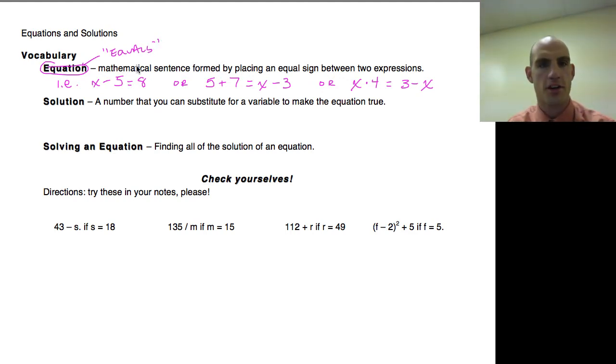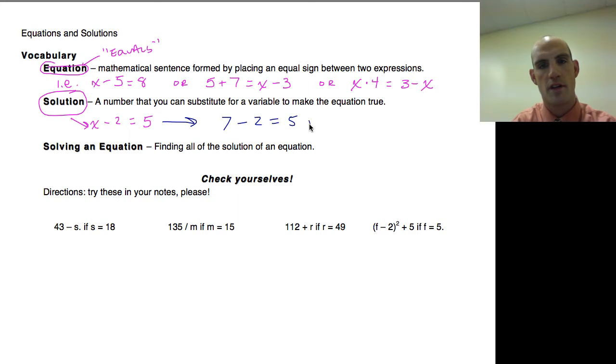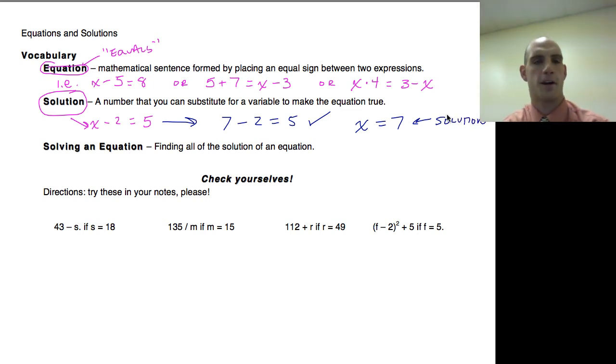A solution is a number that you can substitute for a variable to make the equation true. For example, if I have x minus 2 equals 5, the solution would be what I put in for x to make it true. So for example, 7 minus 2 equals 5. That's true, so x is equal to 7. This is called a solution. Not really too difficult there.